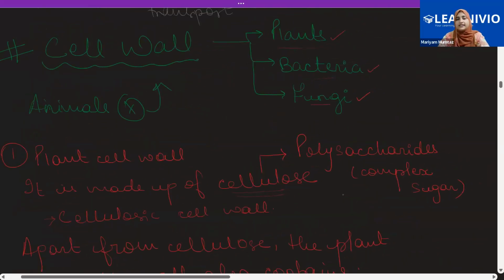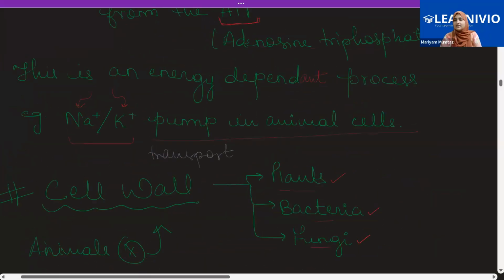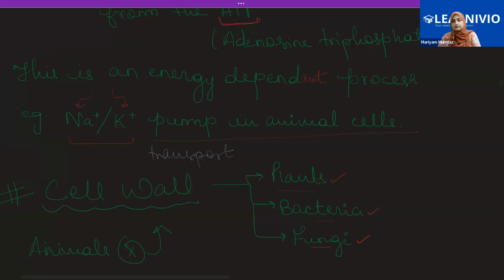Now talking about the cell wall. The cell wall is that rigid layer surrounding the plasma membrane of the cell. It is present in the case of plants, in bacteria and fungi. But always remember that the cell wall is absent in the case of animals. Now you people only tell me, plant cell wall is made up of? Cellulose. Very good, cellulose. Bacterial cell wall is made up of?